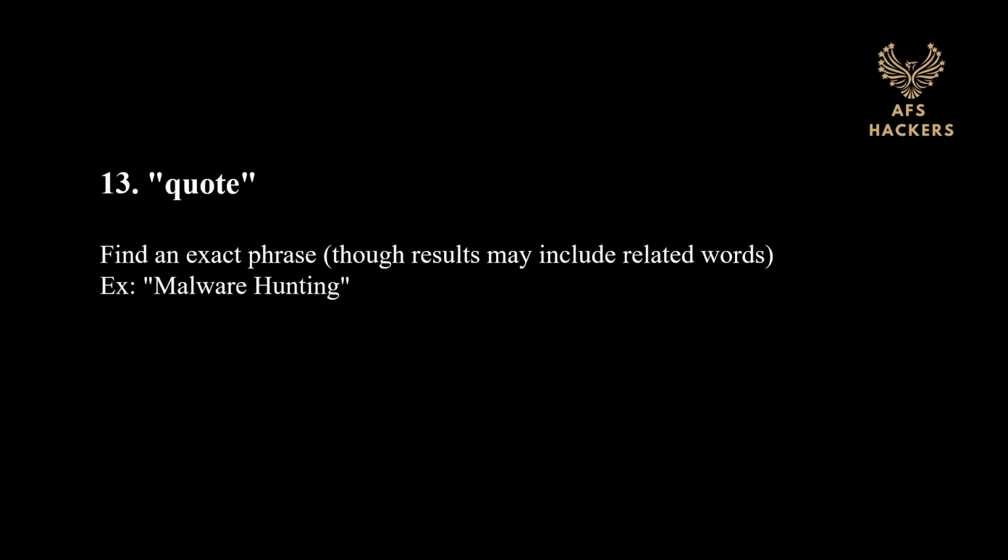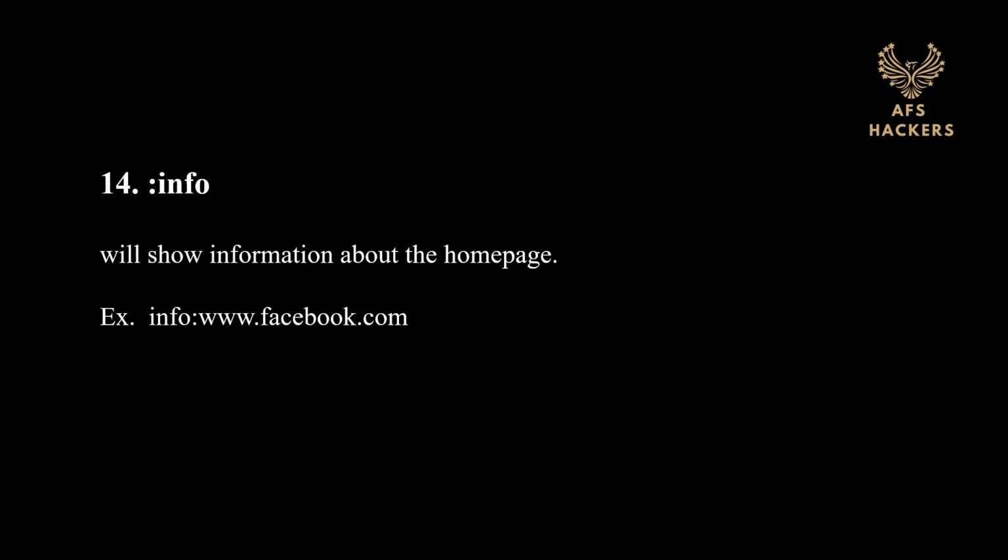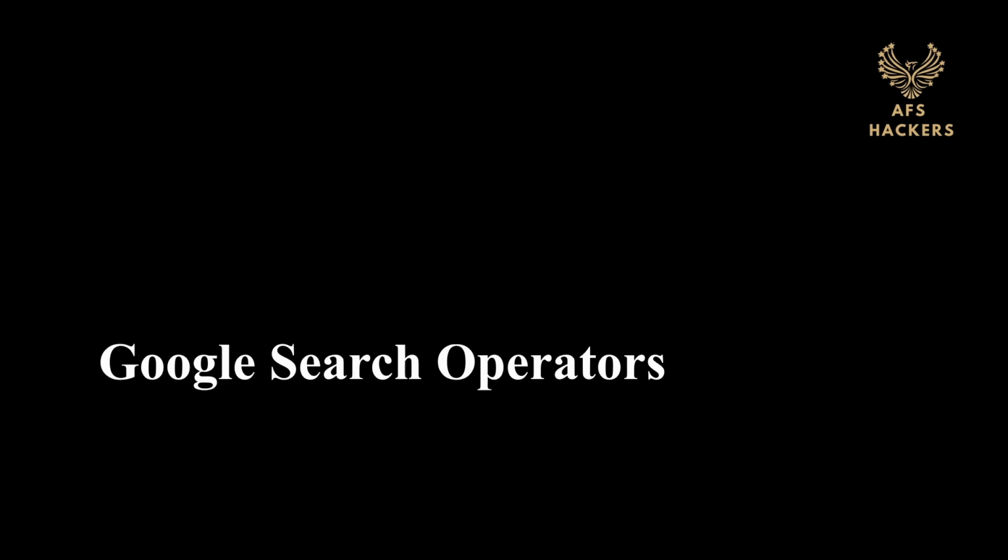Let's see filter number 14, that is info. This filter will show information about the home page. For example, info:www.facebook.com. It will display all the information about the Facebook organization or facebook.com. Let's see the Google search operators.